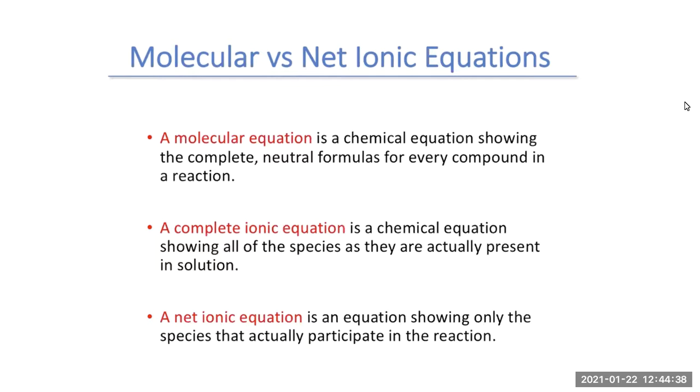Then the net ionic equation is an equation that only shows the species that actually participate in a reaction. So this shows which ions are reacting to form our product and which ions are still just floating in the solution. So this equation shows which ions react to form our products and which ions will be floating in solution.